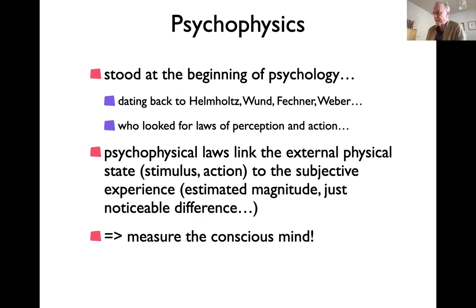Typically, they looked at laws that somehow link the external physical thing and the internal subjective state they measured through us, through experience, asking people to tell us what they perceive or think or estimate and so on. So they measured the conscious mind, right? Consciousness is quite accessible to experiment, unlike some myths about that. You can just take measurements on that by using psychophysics.